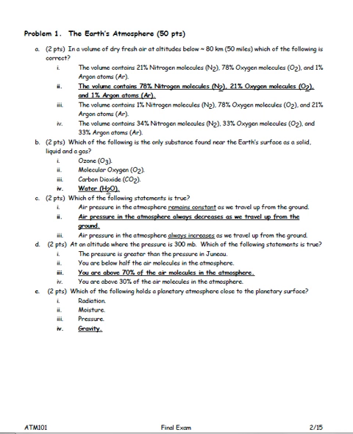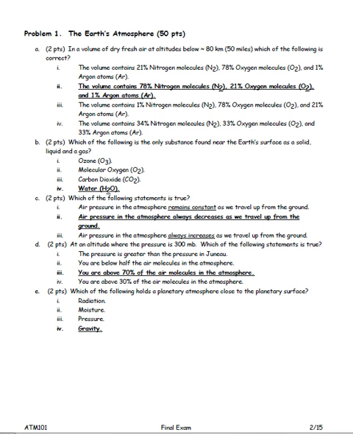1c. Which of the following statements is true? Air pressure in the atmosphere always decreases as we travel up from the ground. Number 2. As we travel up from the ground, we're traveling up through the air. There's more air below us and less air above us. The mass of air is decreasing above our heads as we travel upwards. Pressure is the weight of air per unit area. Pressure is force divided by area, force being the weight of air above our head, the column of air above our head. And so air pressure has to decrease steadily as we go up in the atmosphere.